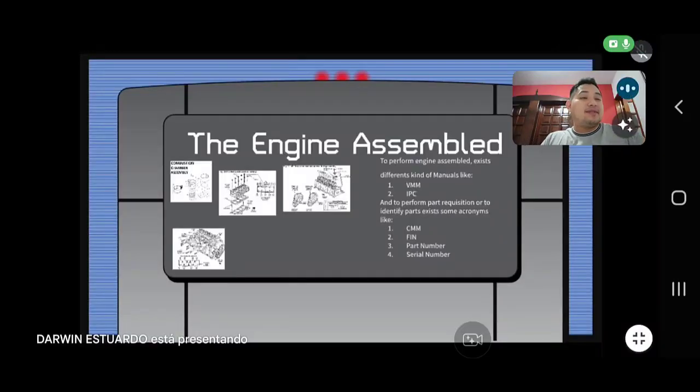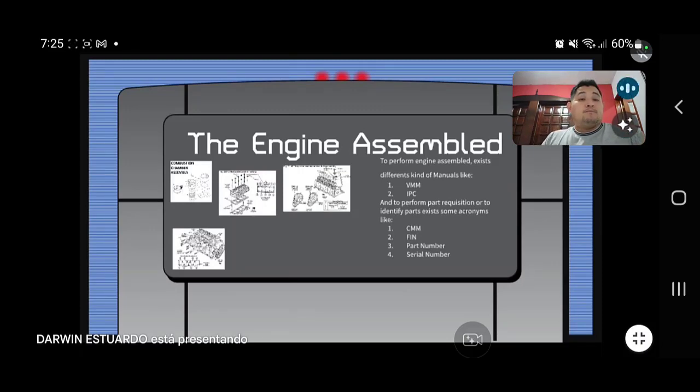Hello, everybody. My name is Darwin Diaz. This afternoon, we are going to talk about how the engine can be assembled. Please pay real attention to understand everything we are going to talk about in these 2 minutes. If you have any questions, I will answer them at the end of the presentation.